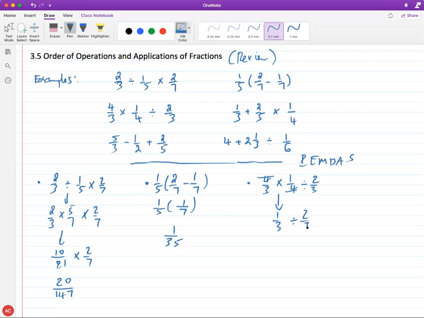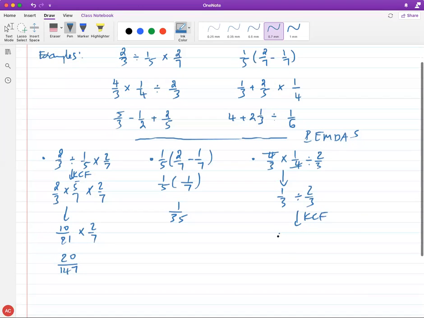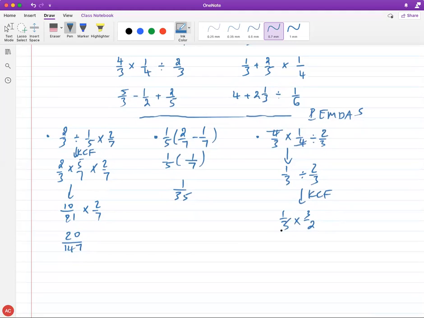And bring this down. Now again, we're going to do keep, change, flip. Just like here, we did keep, change, flip. 1 over 3 times 3 over 2. That's right, 3 over 2. And again, before multiplying, we can cancel out these threes. Right, final answer is 1 over 2. Okay, so always again, before multiplying fractions, reduce them as much as possible. If you don't reduce here, you will have to reduce at the end, and the numbers get bigger. So it's better to reduce first before multiplying.